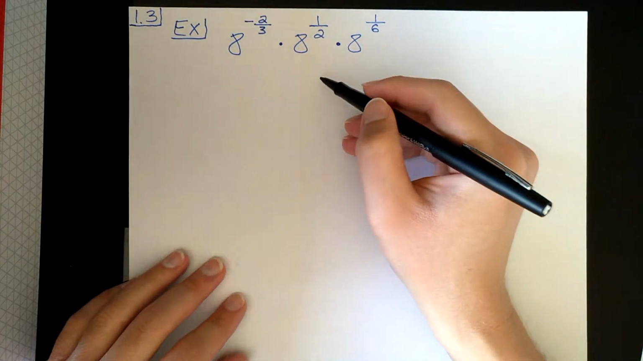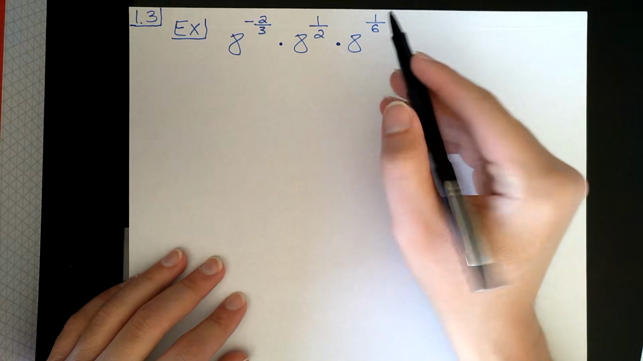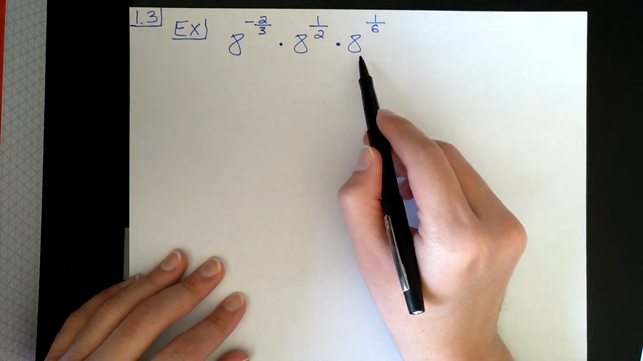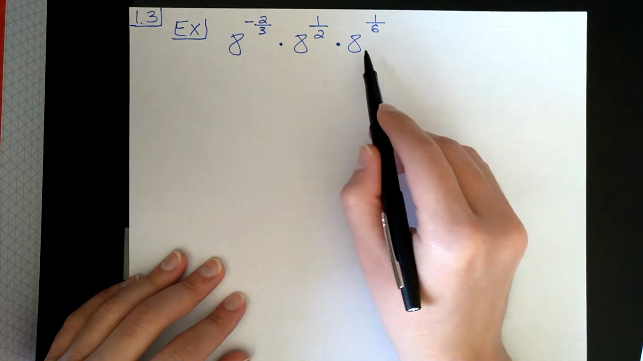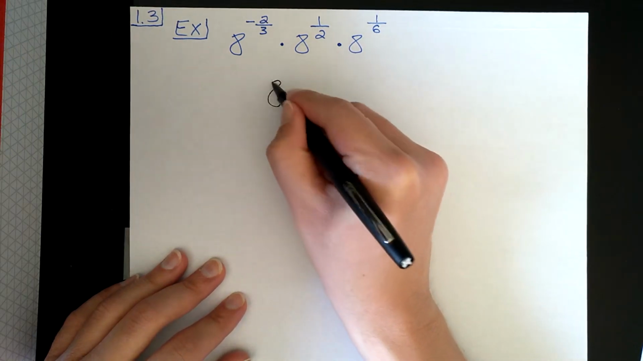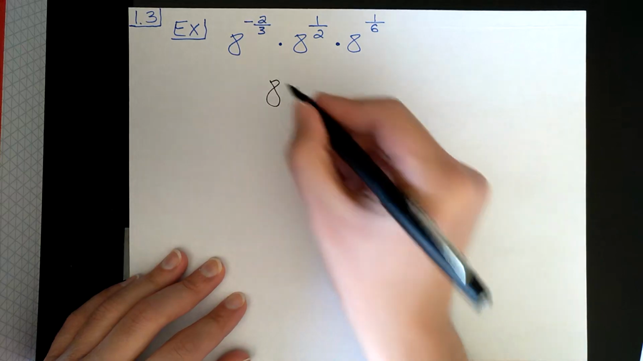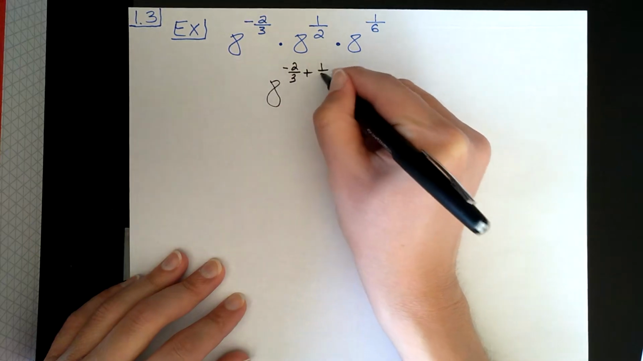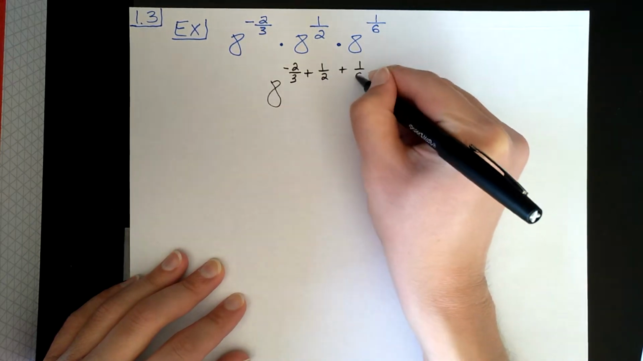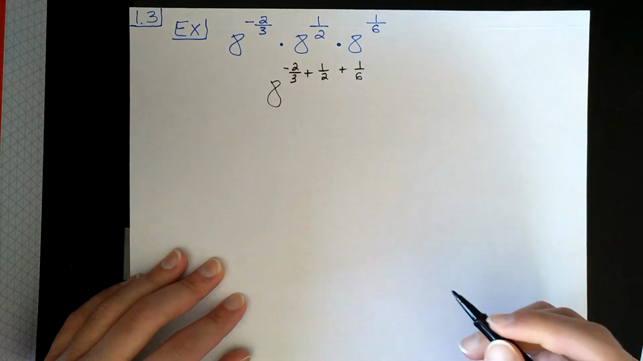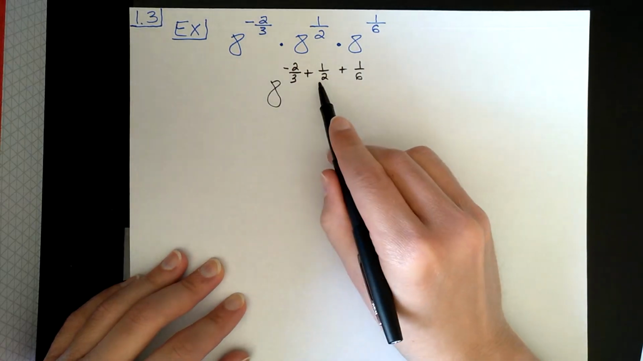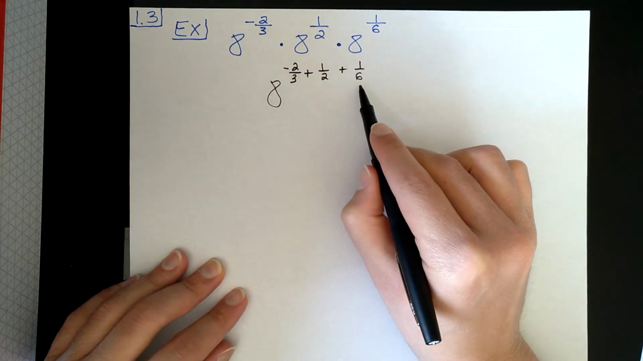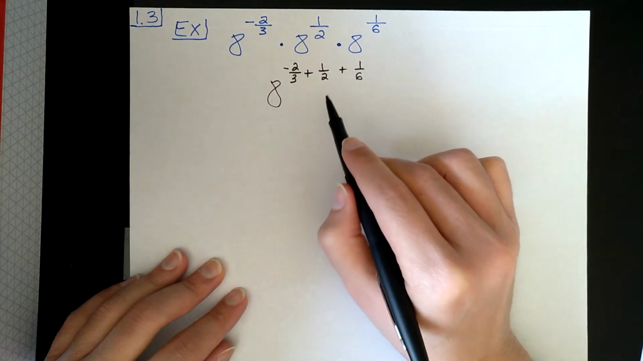Okay, so now let's go ahead and try this together. Notice we are multiplying all three terms with the same base. We know that when you're multiplying with the same base, our exponent rules say that you can keep the base and just add all of the exponents together. So we get 8 to the negative 2/3 plus 1/2 plus 1/6. To combine these fractions, however, we are going to need a least common denominator.